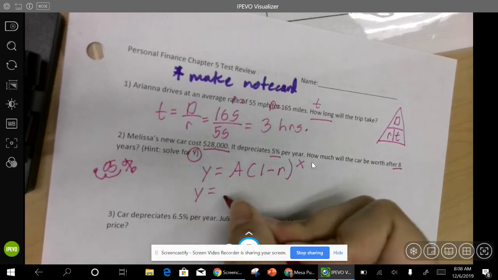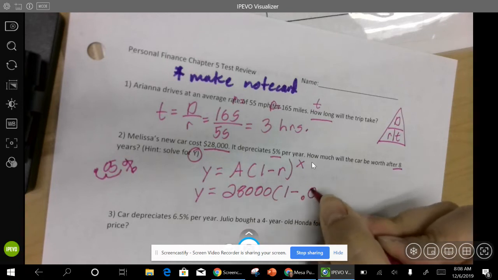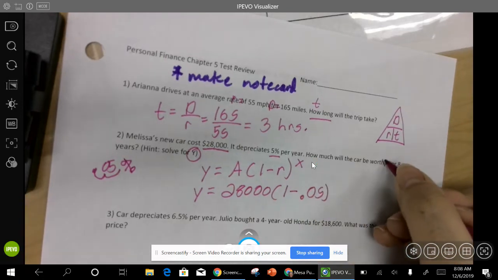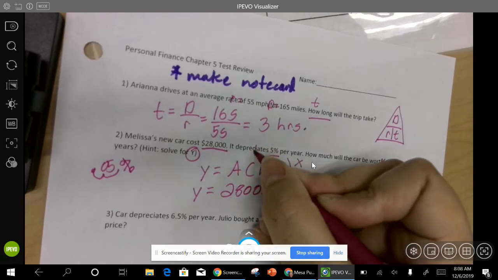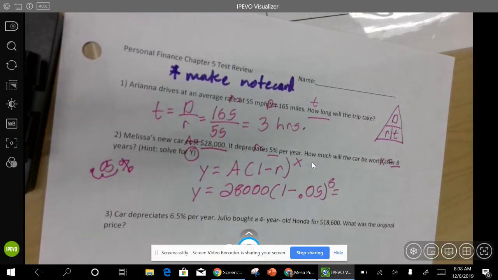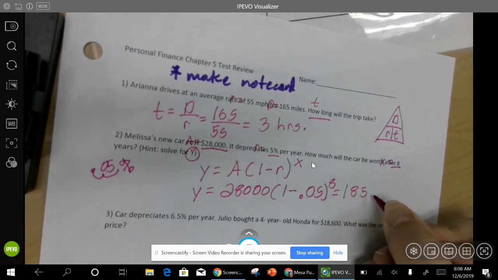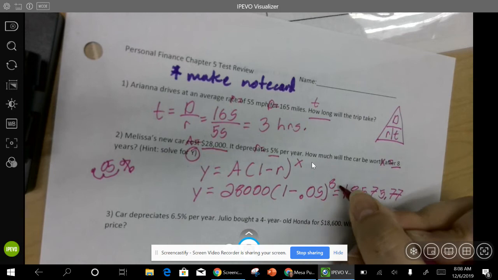So y is equal to 28,000 times 1 minus 0.05, and then our x is 8 years. This is our rate. So 28,000, and I get $18,575.77.